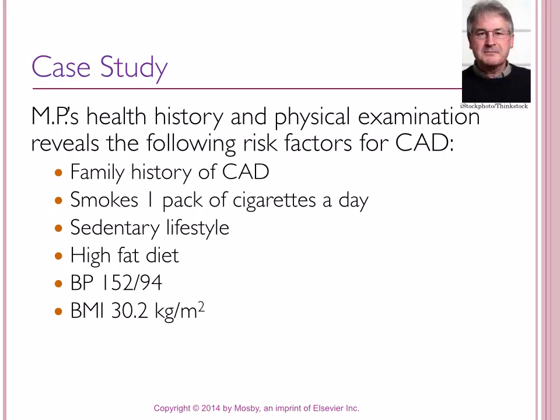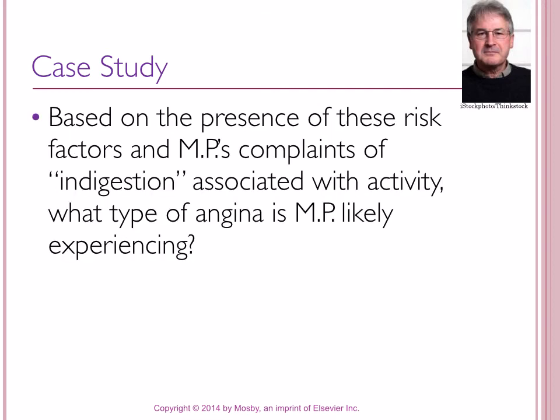So MP's health history and physical examination reveals the following risk factors for CAD: family history of CAD, smokes one pack of cigarettes a day, sedentary lifestyle, high fat diet, blood pressure 152/94, BMI 30.2. Based on these factors, the patient has chronic stable angina. MP complained about indigestion associated with activity. What he was thinking was indigestion associated with activity was actually chronic stable angina. It was persistent chest pain.